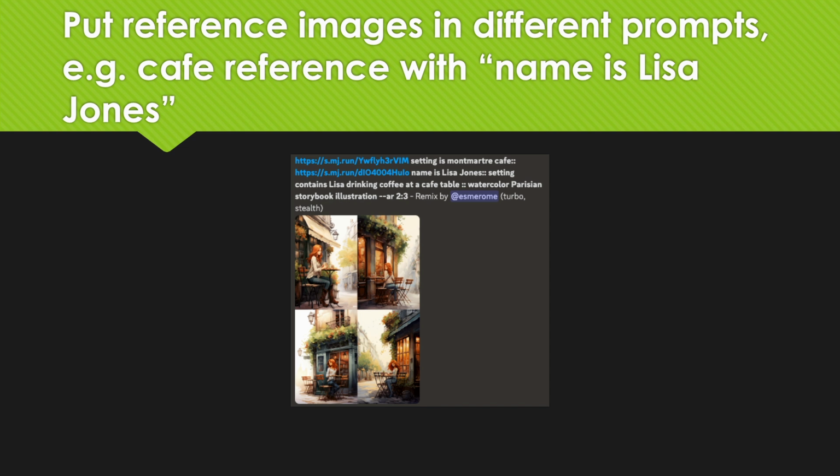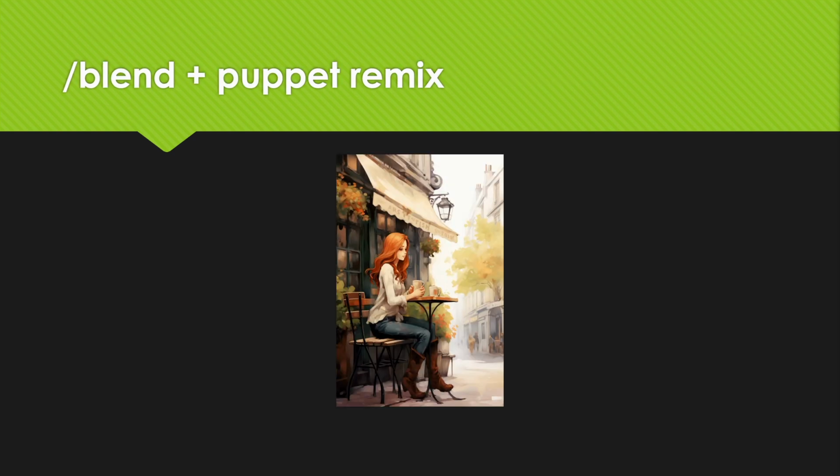And then sometimes, yeah, this is another example of using blend and then remixing it with the puppet prompts with our image references added as well. This is pretty good. Again, she does look a little bit too old, so if I was going to pursue this, I would add more brackets around her age and add a negative prompt about her being an adult. And of course I wouldn't put coffee in there. That was a mistake on my part. I would have her drinking lemonade or tea or something like that.